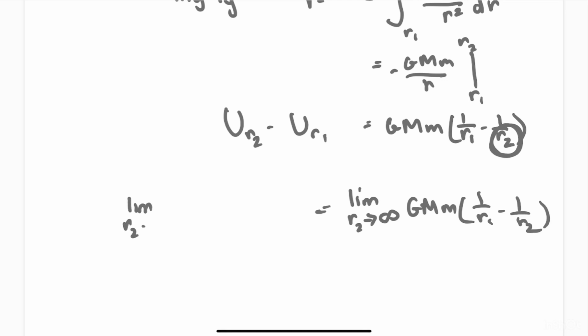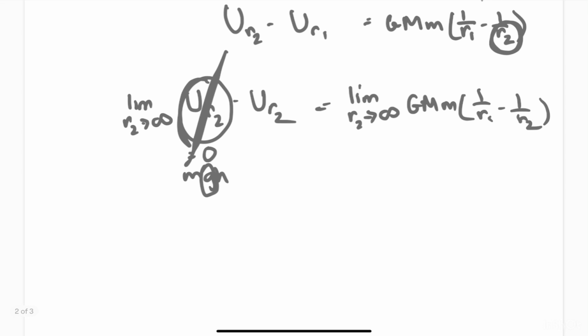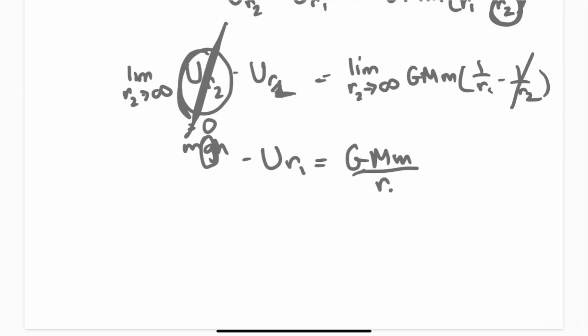And so we see here that the potential energy at R2 is 0 because there's no gravity, so that's gone. And then 1 over infinity tends to 0, so R2 is gone. So now we have the equation. Sorry, this is supposed to be an R1. So now we have negative U of R1 is equal to G M M times divided by R1.